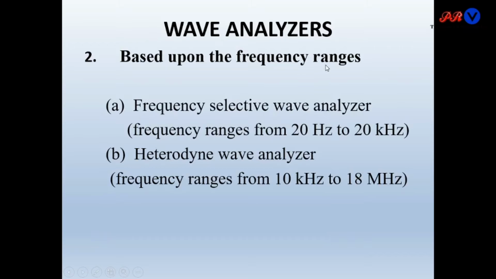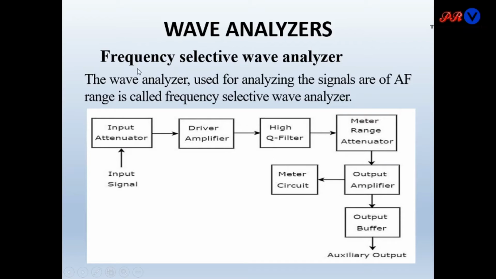Based upon the frequency ranges, we can further classify our wave analyzers: frequency selective and heterodyne. They are used for low frequency and high frequency applications respectively. Now, the frequency selective wave analyzer. The block diagram of the frequency selective wave analyzer is shown in the figure. It is used for analyzing signals in the audio frequency range. Audio frequency range means low frequency range, that is why they are known as frequency selective wave analyzers.